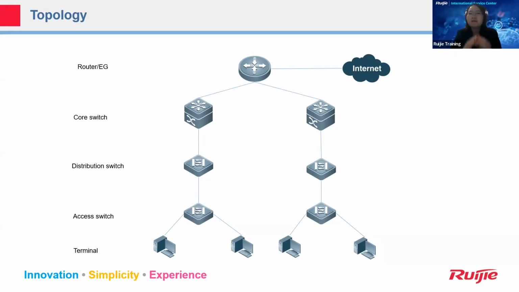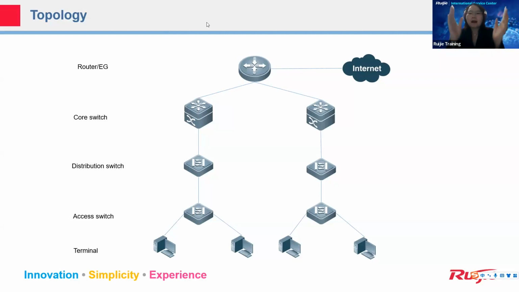Maybe your network is very big. In each layer, not only 2 switches, maybe over 40 switches, or maybe you have lots of routers to create different internets, something like this. But totally, we still can divide them into several parts, like this one. Okay, so this is the typical topology.